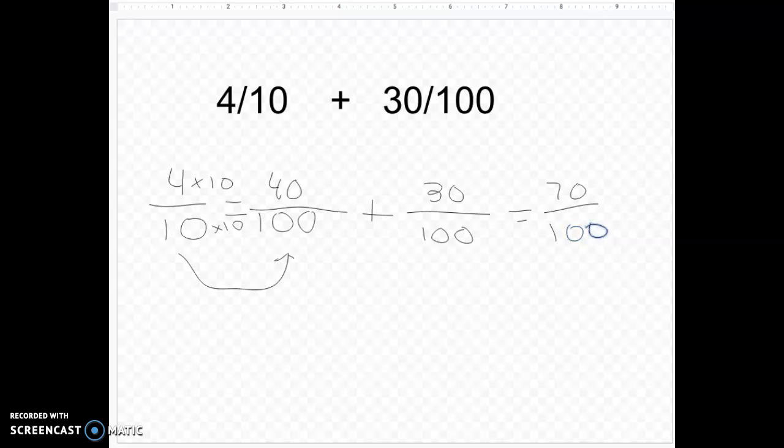So you've just learned how to add fractions in tenths or hundredths with unlike denominators. Good luck in your assignment.